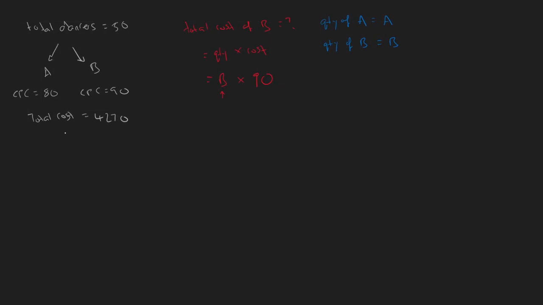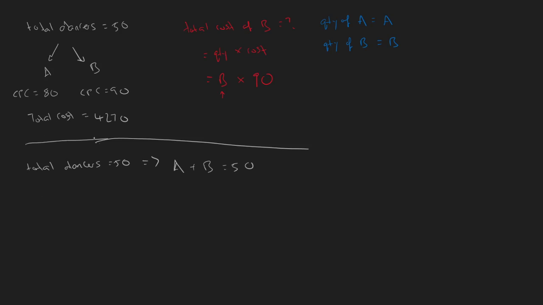So let's start with the first piece of information that we have. Total number of dancers is 50. So total dancers equals 50. What does this mean in terms of an equation? This just means that the total quantity of dancers in group A plus the total quantity of dancers in group B equals 50. In other words, A plus B equals 50.